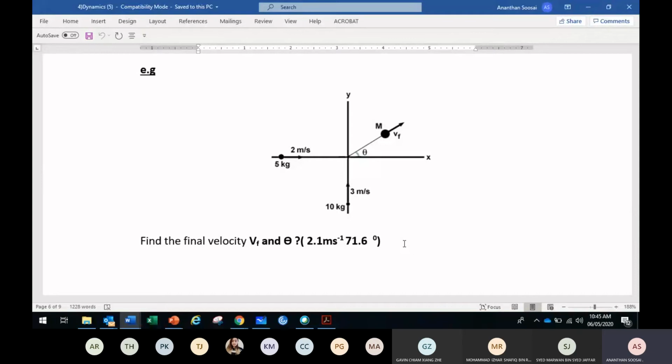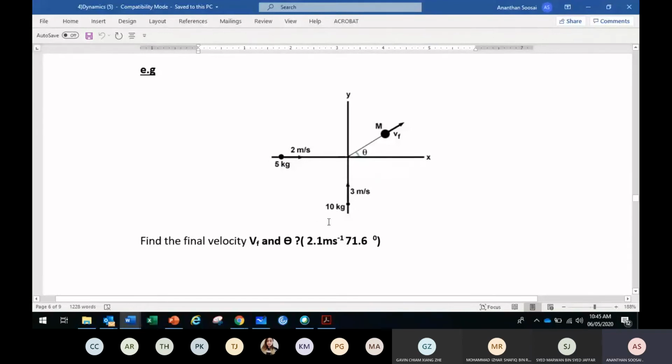The answer is .1 meter per second, 71.6 degrees to be found. First thing you have to do is break all of them into their components. Can you break them into their components? The 5 times 2 is the horizontal component, Px is 5 times 2. Py will be how much? Py will be 0.